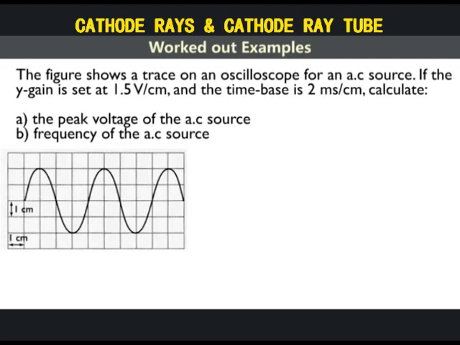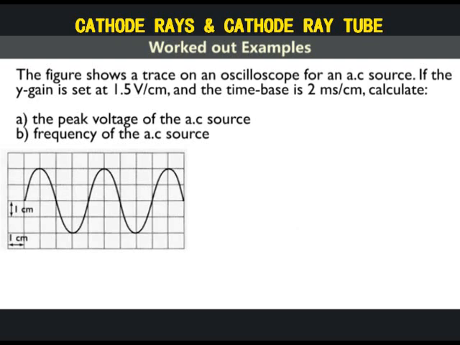We start with A. Peak voltage is the highest voltage, so we find the amplitude of the wave. One division is 1 centimeter, and we are told 1 centimeter is equal to 1.5 volts. The amplitude is 2 boxes, or 2 centimeters, and that means peak voltage will be equal to 1.5 times 2, which is 3 volts.